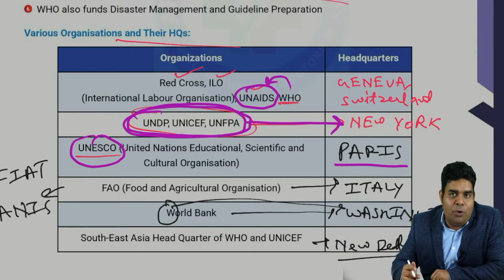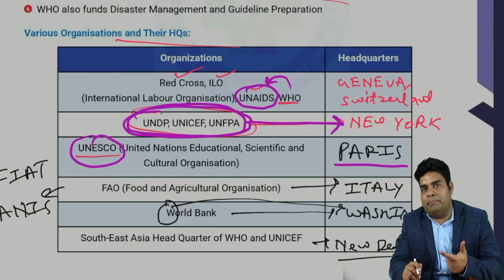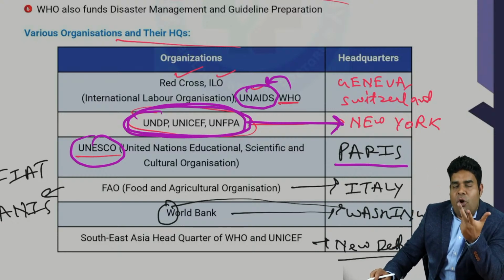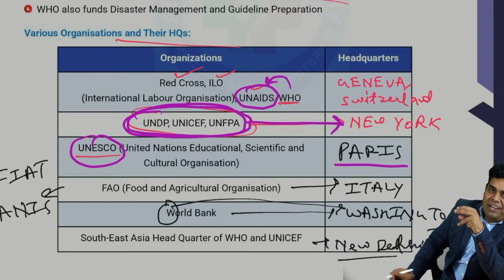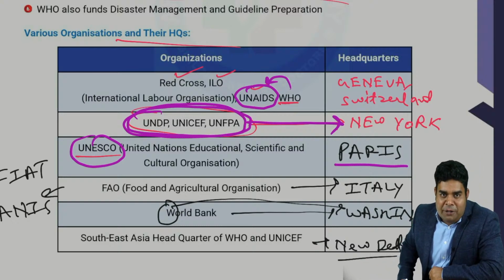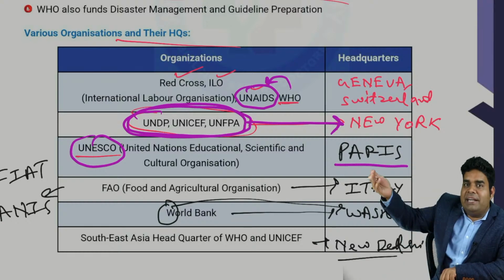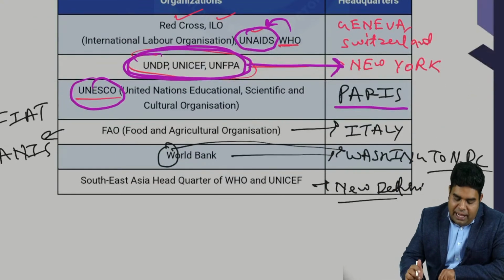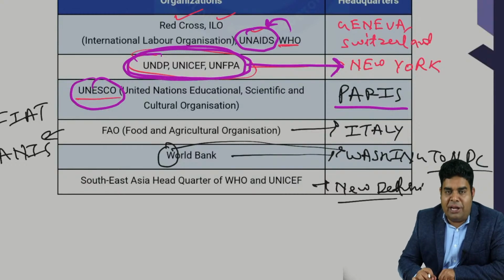And WHO, we all know, is in Geneva, and in the same capital there is also UNAIDS, Red Cross and ILO, not love organization but labor organization. So all UN New York except UNAIDS, which is with WHO in Geneva, and UNESCO in Paris. Other than that, FAO, Food and Agriculture, is in Italy.